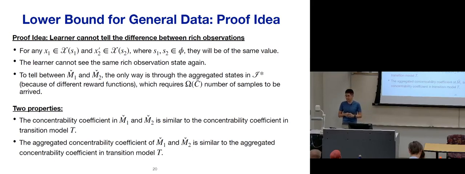Yeah, you can say something like that. So this is a construction of a lower bound. We didn't prove the lower bound for any MDP with an aggregation scheme. Instead, for every MDP and aggregation scheme, we can construct another one so that it satisfies some properties, like the considerability and aggregated considerability are the same, and it also appears to be a lower bound.